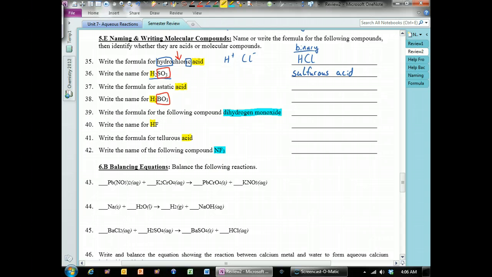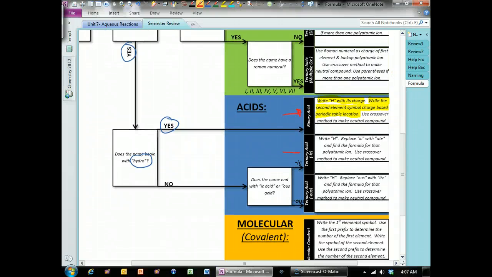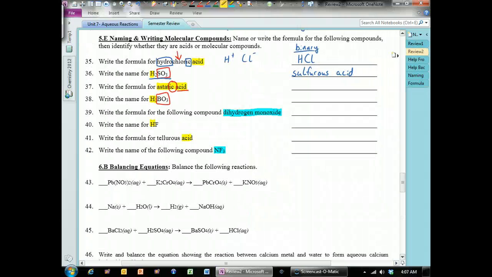For number 37, what I want you to key in on is that it ends in ic and has the word acid, but there's no hydro on this. So let's go back to writing the formula. Since it has no hydro, but it ends in ic, we end up right here in this box, and we're going to write the H and then replace ic with ate. Then find that formula on the polyatomic ion sheet and use the crossover method.